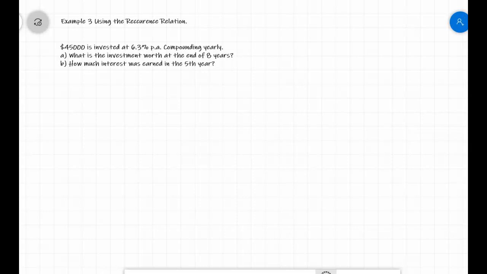So I know that A0 is going to be equal to 45,000. And I know that my i is going to be equal to 0.063. And it's compounding yearly, so that makes life very simple. I don't have to worry about that. My compounding periods are n, which is 8, but that's only important in our formula.